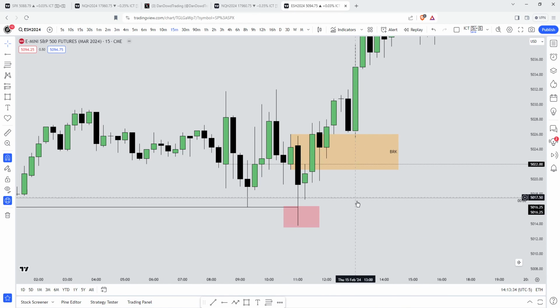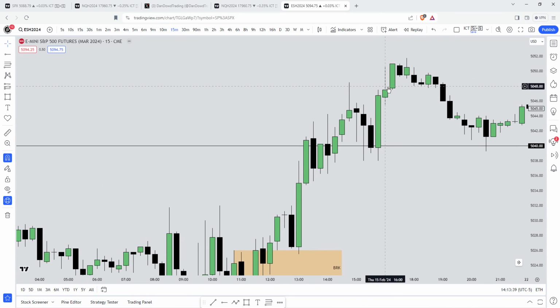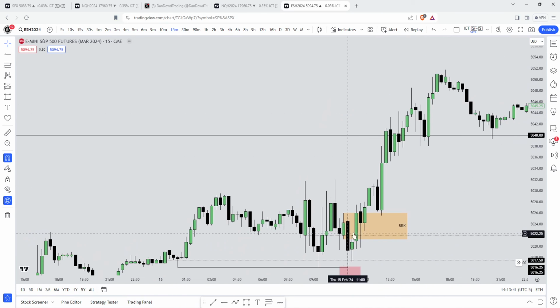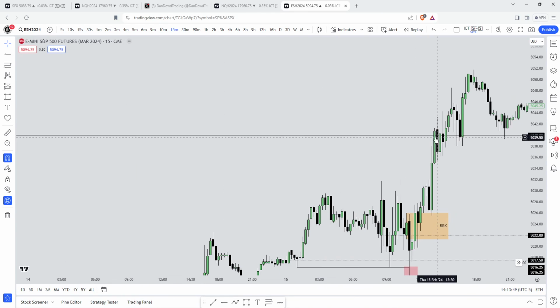So this low is now protected, and if we look where price closed at, price closed all the way up here. Okay, so we're going to buy that, hold towards the draw on liquidity, and either I'm going to hold towards the end of the day, or I'm going to hold until the draw on liquidity gets hit. So as soon as this high gets hit, that's where I would hold towards.